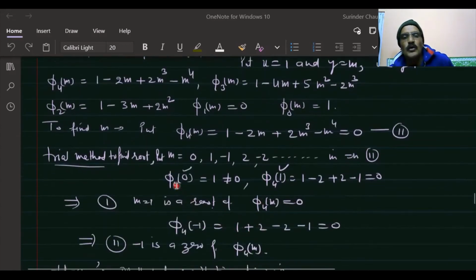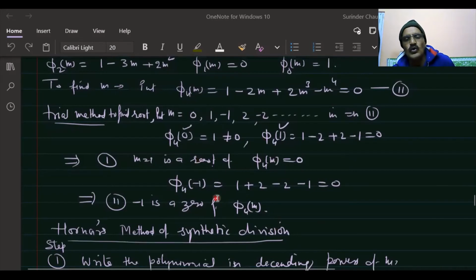So we put m equal to 0, and phi 4 of 0 comes out to 1, not 0. So 0 is not a root of phi 4 of m equal to 0. Okay, m equal to 1: phi 4 of m comes out to 0. So 1 is a root of phi 4 of m equal to 0. Now again put m equal to minus 1: phi 4 of minus 1 comes out to 0. Minus 1 is also a root of phi 4 of m equal to 0.